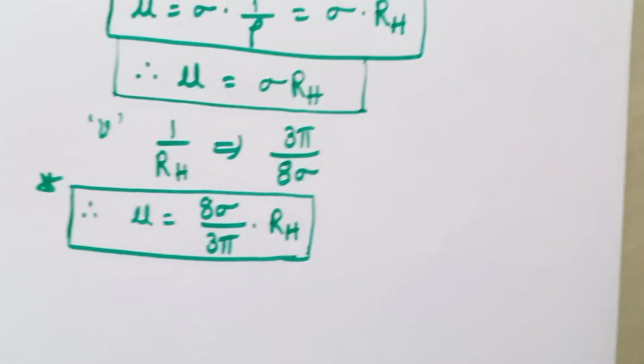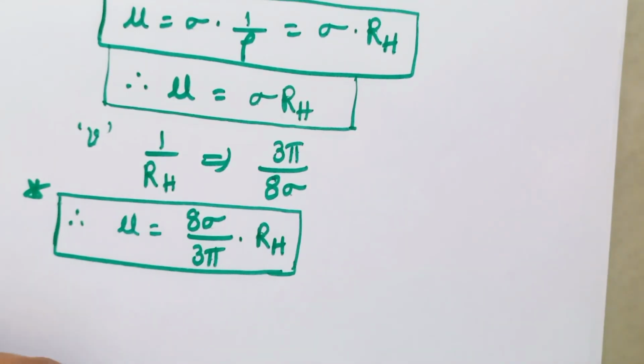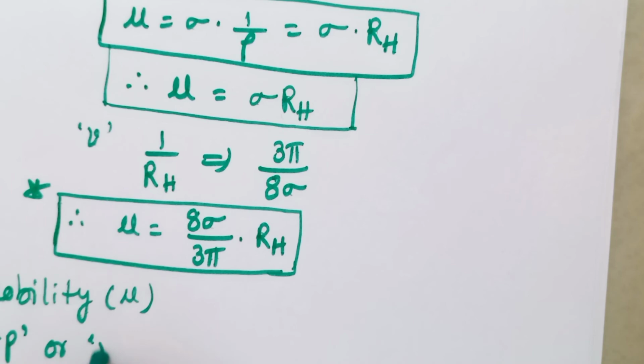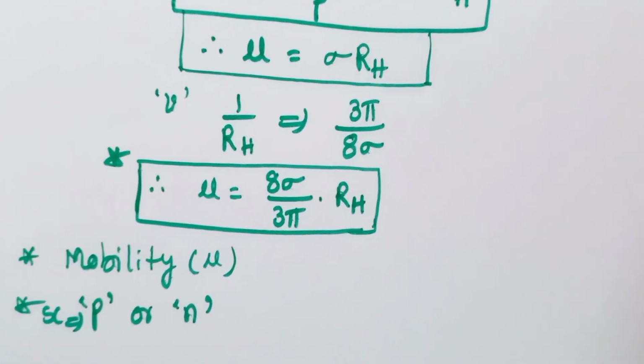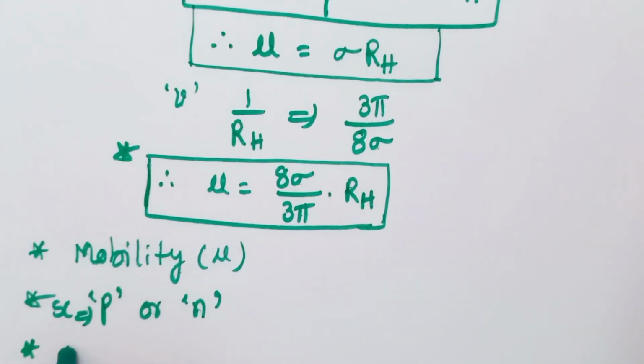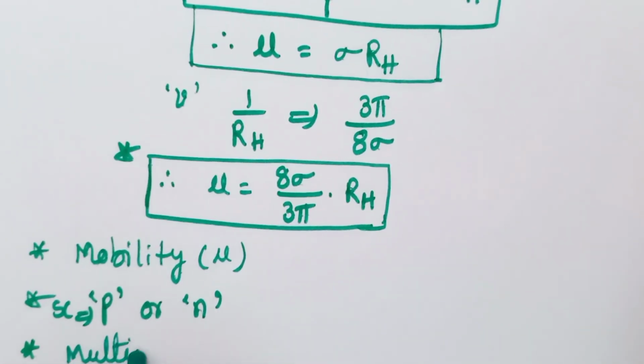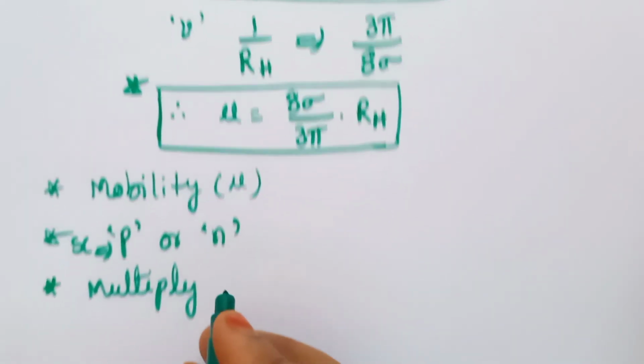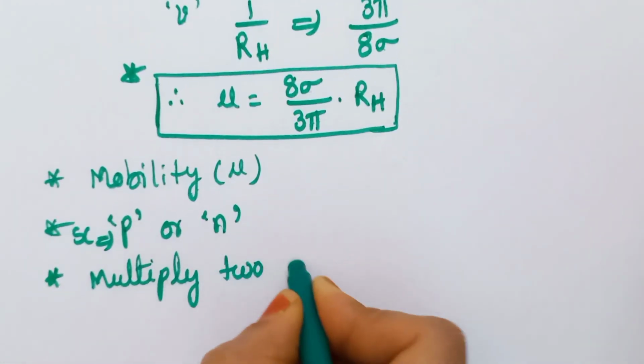Finally we can say that with the help of Hall effect, we can measure the mobility mu of electrons and holes, and we can also determine whether the semiconductor is P or N type. And there is another advantage of Hall effect, that it is used to multiply two quantities. So we can write the advantage of Hall effect as it is used to multiply two quantities.